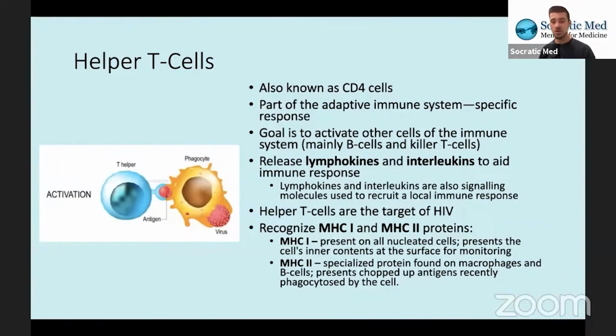And MHC2 are specialized proteins that are found on macrophages and B cells, and they present chopped up antigens recently phagocytosed by the cell. So MHC1 is on all nucleated cells, and it just presents the inner cell's contents at random. MHC2 is specifically for phagocytic cells. They take it in, chop it up, digest it, and they knowingly show it to the outside, knowing that it's a virus, knowing that it's a pathogen. So those two are a little bit different. MHC2 is not present on all nucleated cells. MHC1 is.